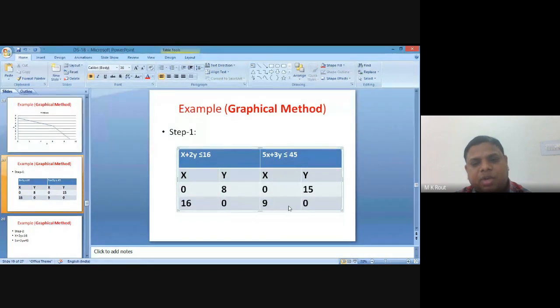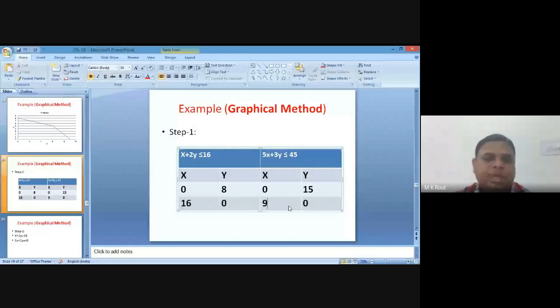Similarly, in case of 5x plus 3y equals 45, if the value of x is 0, then the value of y is equal to 15. Similarly, if the value of y is 0, then the value of x is equal to 9. Is it clear to all?